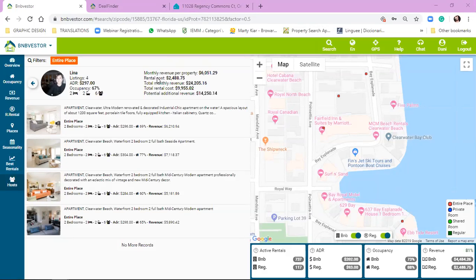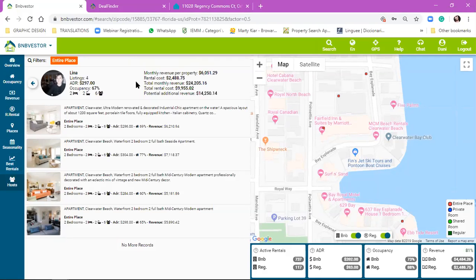Okay, so let's continue. Over here, we have a monthly revenue per property of $6,000 a month. I apologize. Give me one moment. Okay, it has a rental cost of $2,488, a total monthly revenue of 24,000, and then a total rental cost of $9,955. Okay, so it has a potential additional revenue of 14,000 with only 4 properties, guys.